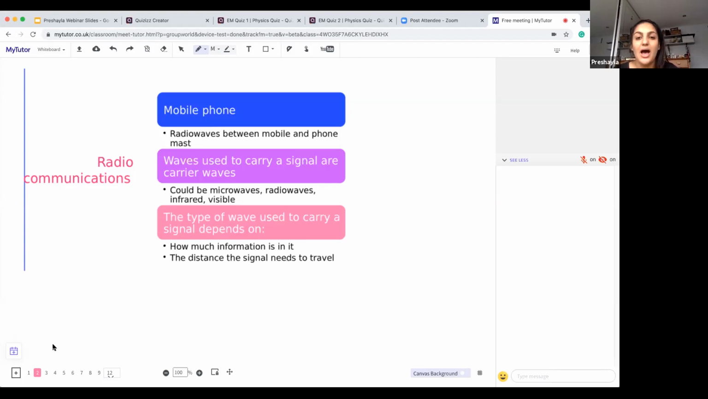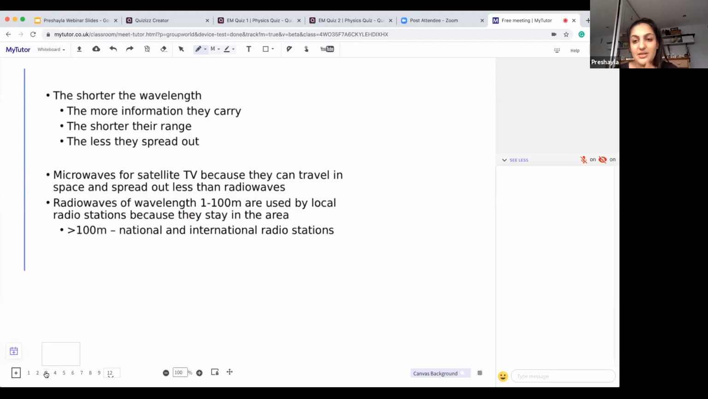Okay, so how do we select the correct electromagnetic wave? Well, we need to think about how much information we need to transfer and how far our signal needs to travel. So then we said that the shorter the wavelength, the more information we can carry, the shorter the range, and the less they spread out. So these can have advantages and disadvantages. If we have a short wavelength, then we have a short range, and this has an advantage in local radio stations where we only need our wavelength to spread out in the surrounding areas.